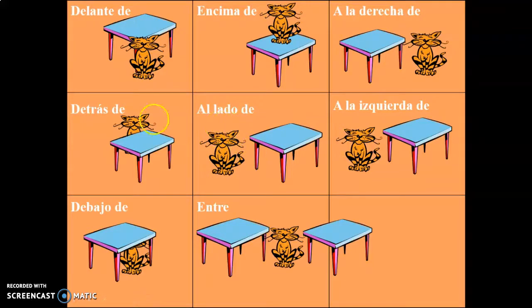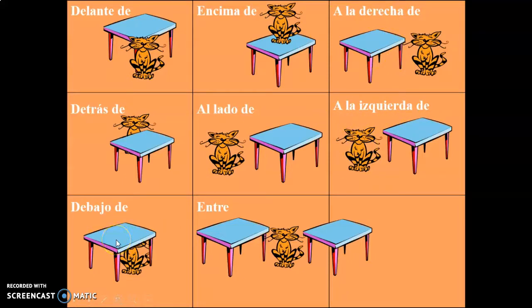Next we've got el gato está al lado de la mesa. So here we've got beside. Al lado de here is beside, okay? Al lado de, beside. Next one we've got is el gato está a la izquierda de la mesa. So the cat is to the left. Izquierda de is to the left of it, so it's just opposite. So this one here is a la derecha de. This one here is a la izquierda de.